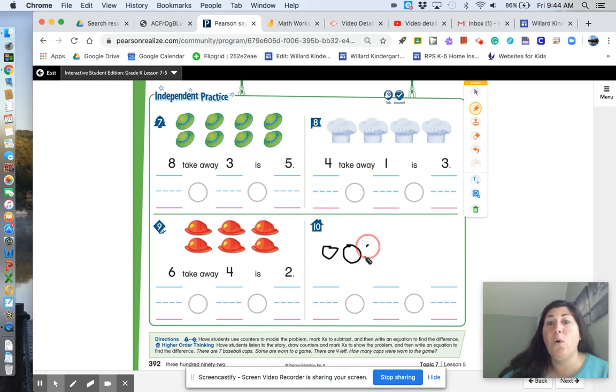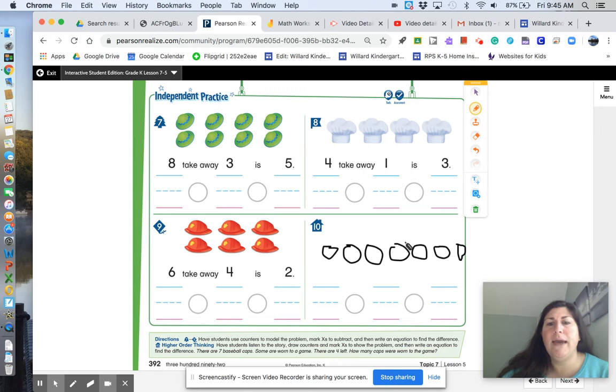7 is my whole. So that's the big number. This problem is still looking for a missing part. I can tell right away. Oops, sorry about my last circle there. So here's 7. I'm checking to make sure I have 7. All right. Some are worn to the game. Some. I don't know what number some is. I have to look for the rest of the problem because I think this part of the problem where it says some are worn to the game, I think that's the missing part. So there are 4 left.